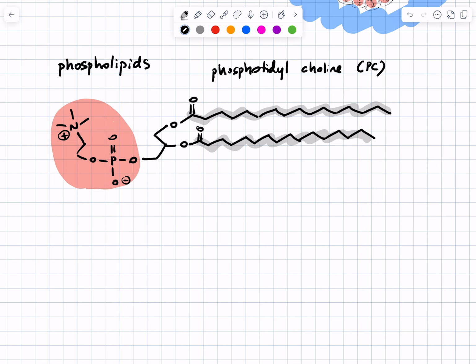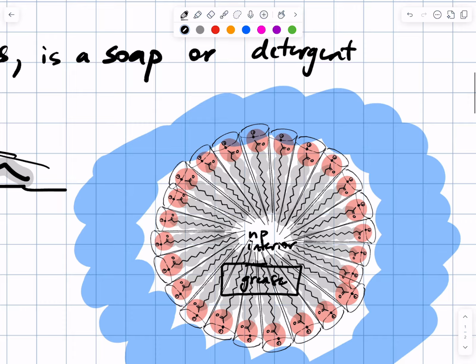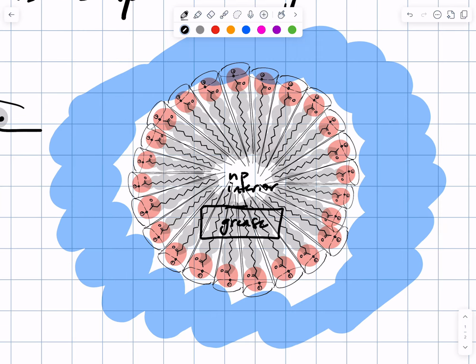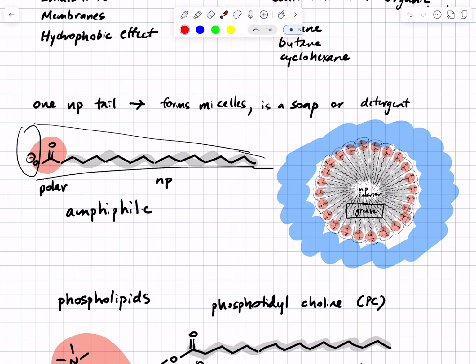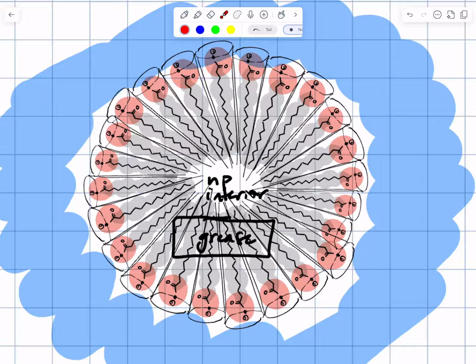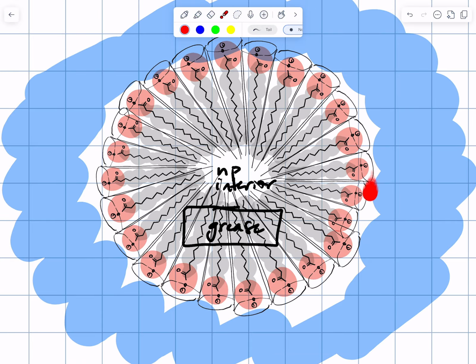Go ahead. Can you remind me what a micelle is? Micelle is this thing here. Okay. Yep, micelles are where the individual one-tail detergents pack against each other like this to keep their polar head groups exposed to water and their nonpolar interiors away from water.